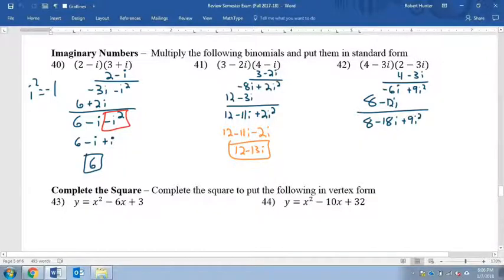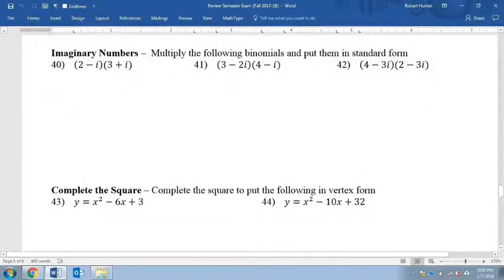If I flip the i squared, that becomes 8 minus 18i minus 9i. So that's 8 minus 18, no, 8 minus 27i. That's my final answer. Done.